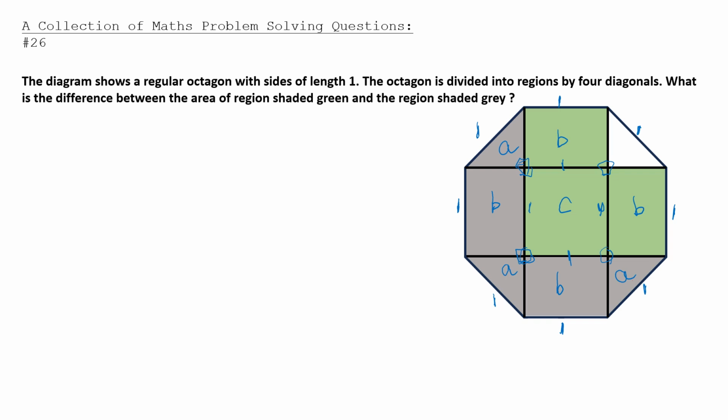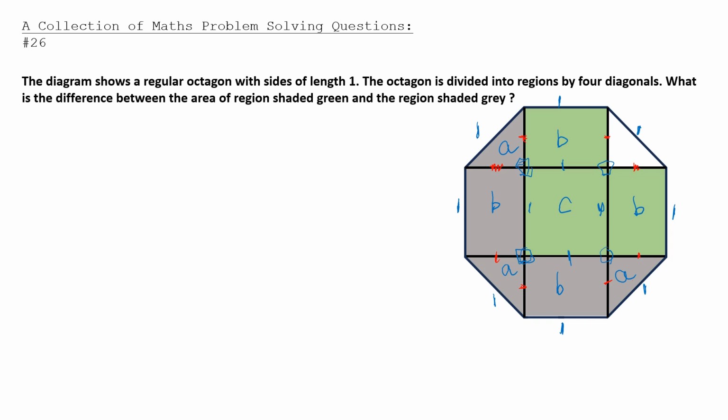So to find the area of B, or A, we have to find out what the side lengths are. Once we do that, our problem is solved. So to find the side lengths, we need to take the help of angles.